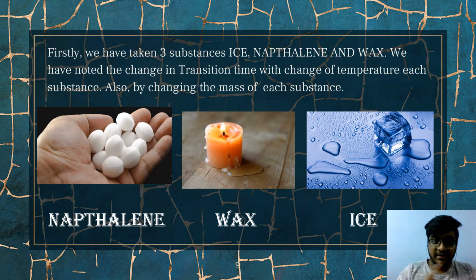Firstly, we have taken three substances. One is ice, second is naphthalene, and third is wax. We have noted the change in transition time with the change of temperature for each substance, and also by changing the mass of each substance, we have noted the transition time and change of temperature. Firstly, we discuss naphthalene.